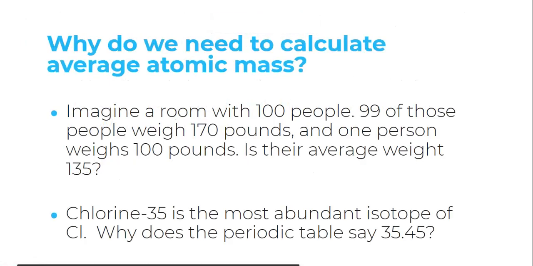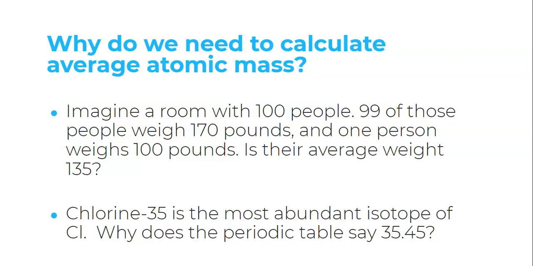Now, here's why we need to calculate a weighted average mass. Imagine that we had a room with 100 people in it. 99 of those people weigh 170 pounds, and one person weighs 100 pounds. Is the average weight of people in that room 135 pounds? No, of course not, right? Because 100-pound people and 170-pound people are not equally abundant. So the average weight of those people would be really close to 170 because that's what most of them weigh. So if you understand that, you understand the basic idea of a weighted average.